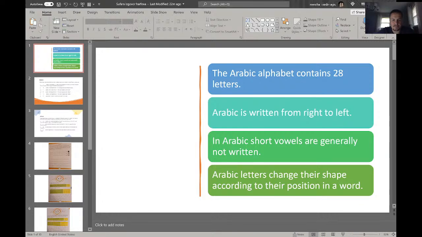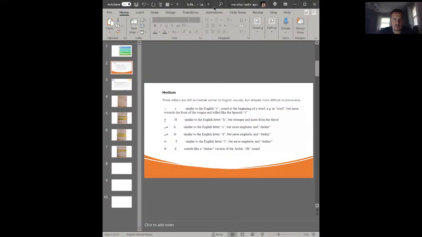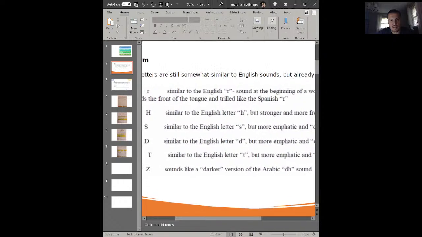After that, we go to the next slide, which is the medium. If you can see here in this slide, I will just try to make it a little bit bigger as much as possible, to fit it in your screen so you can see it here. Just make it bigger.